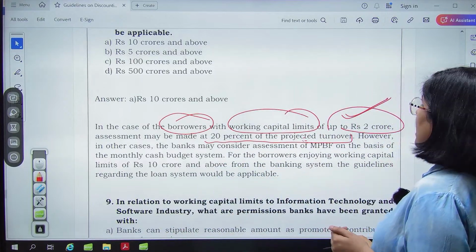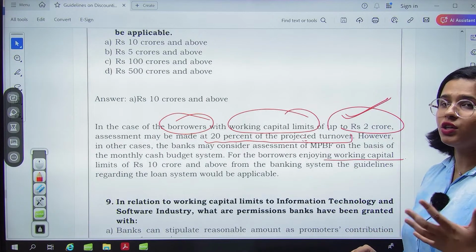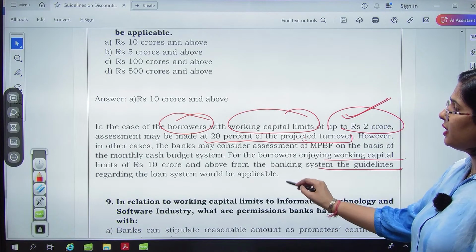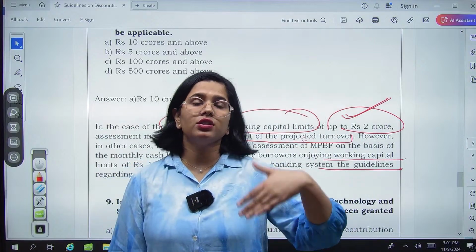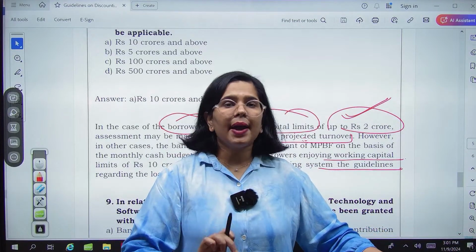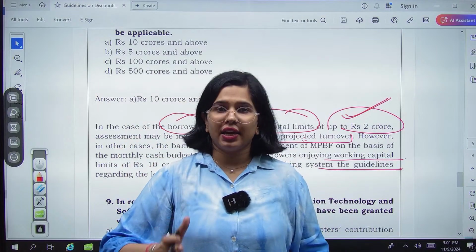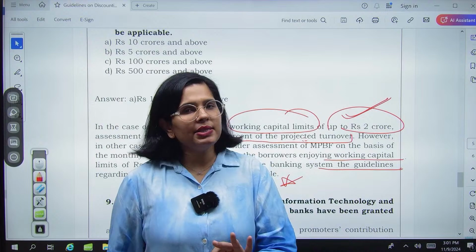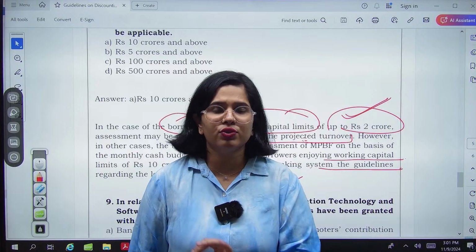Fine. Now for the borrowers who are enjoying the working capital limit of 10 crores and above, जो 10 करोड़ या above से limit enjoy कर रहे हैं from the banking system, the guidelines regarding the loan system would be applicable. मतलब अगर आपका working capital जो आपने लिया हुआ है वो 10 करोड़ से ज़्यादा है, then we are not going to treat this under working capital. Your working capital loan is 10 crores and above, so you are going to be treated as if you have taken a loan from us and the guidelines of that particular segment is going to be applicable. सिंपल सी बात ये है, 10 करोड़ से ज्यादा का वर्किंग कैपिटल लिया है, we are going to treat it as loan and the guidelines of loans will be applicable. Simple.